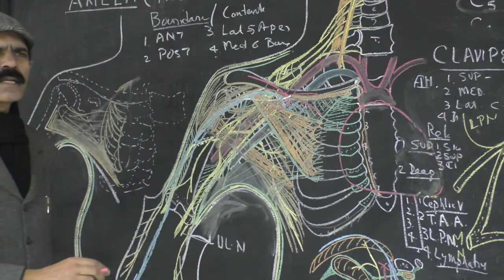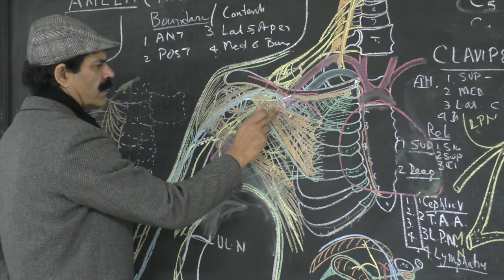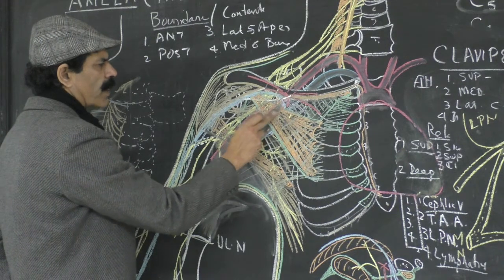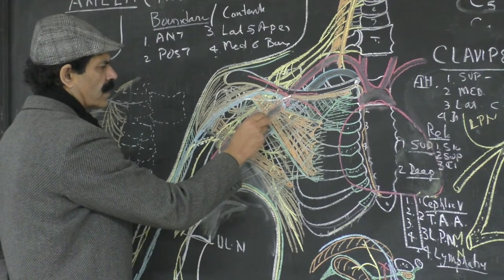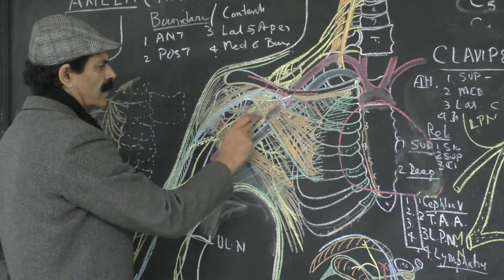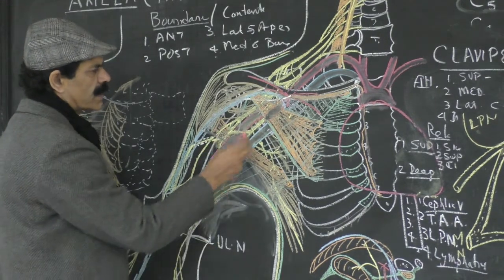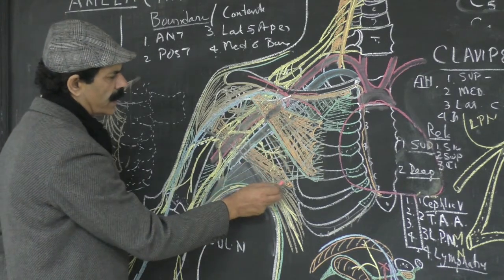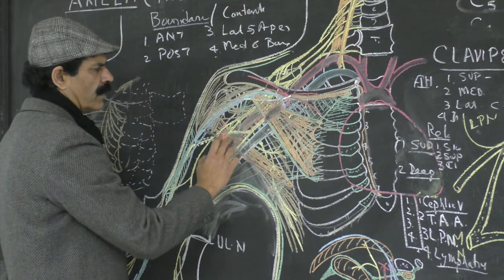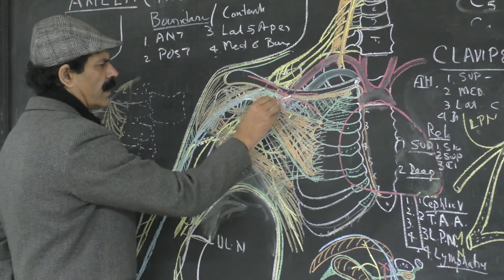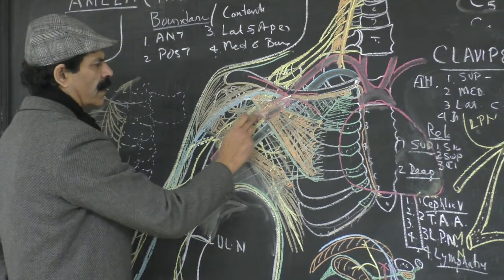The second part of the axillary artery starts from the upper border of the pectoralis minor, as this artery goes behind the pectoralis minor. When it goes behind, it is the second part of the axillary artery. Then this artery comes downward into the axilla. And now the third part of the axillary artery starts from the lateral border of the pectoralis minor and it ends at the lower border of the teres major. So this is how we divide the artery into the first part, second part and the third part.